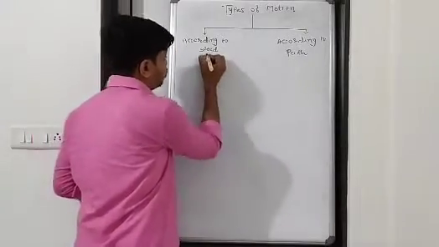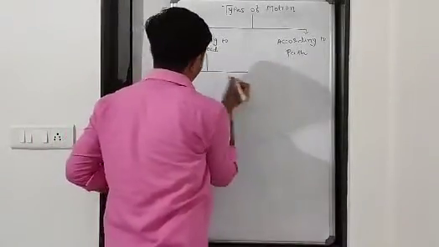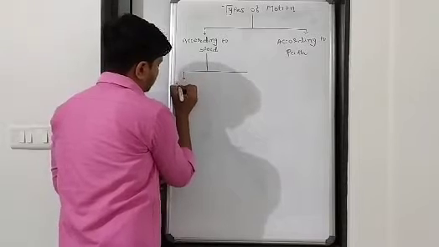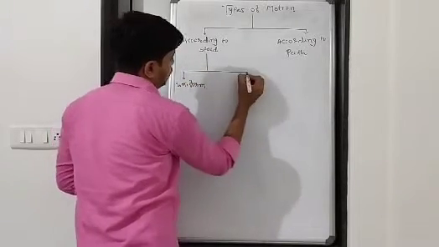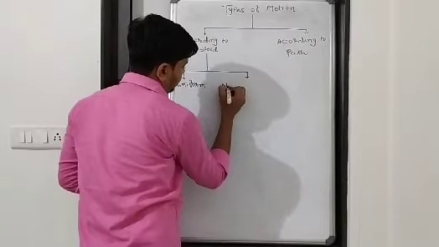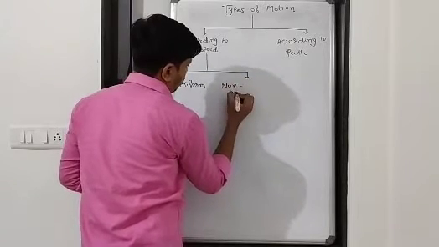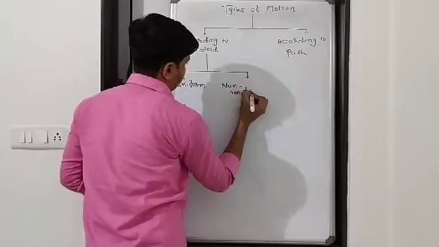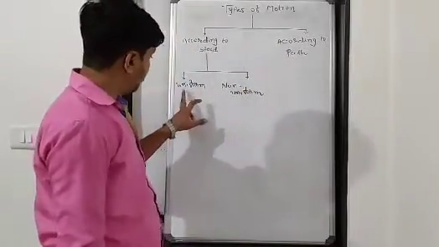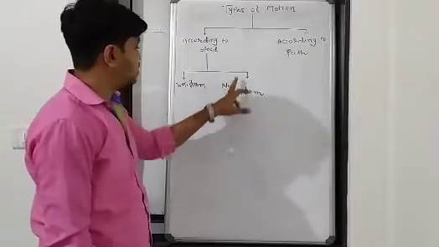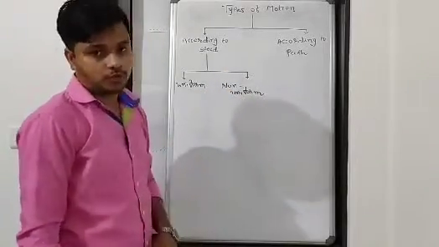According to speed, there are two different types. The first one is the uniform motion, while the second one is the non-uniform motion. According to speed, there are two types. One is the uniform motion, while the second one is non-uniform motion.